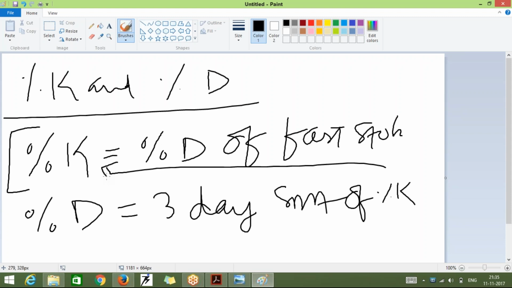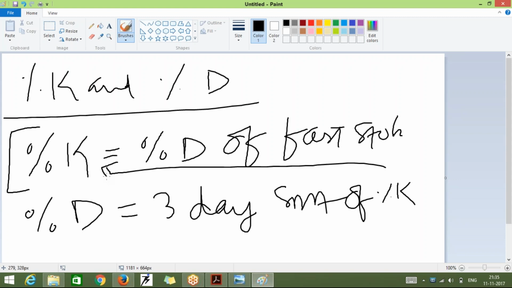It gives false signals in a trending market, be it a downtrend market or an uptrend market. But if it's a range bound market, then yes, definitely it works.